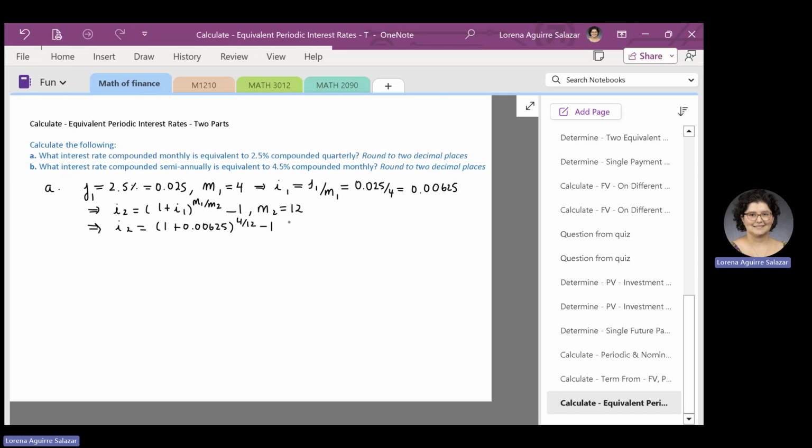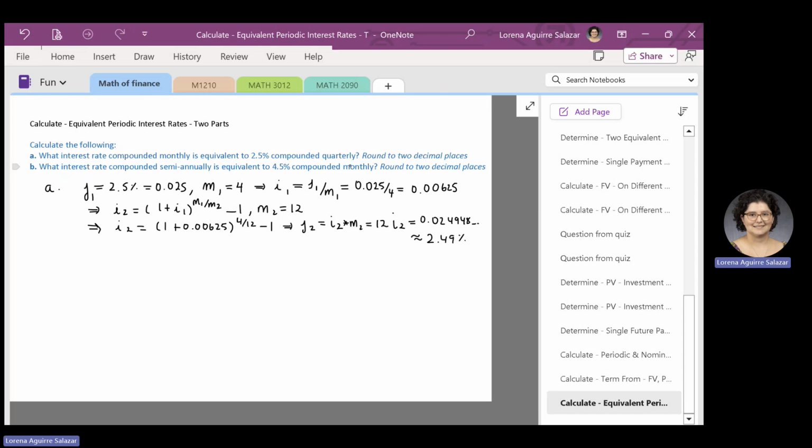And then with this I2, what we get is that J2, the nominal interest rate associated with this periodic interest rate, is given by I2 times M2. So we'll multiply this whole quantity by 12. And when we do that, we get the number 0.024948, etc., which can be rounded off to 2.49%. So about 2.49% compounded monthly is equivalent to 2.5% compounded quarterly.